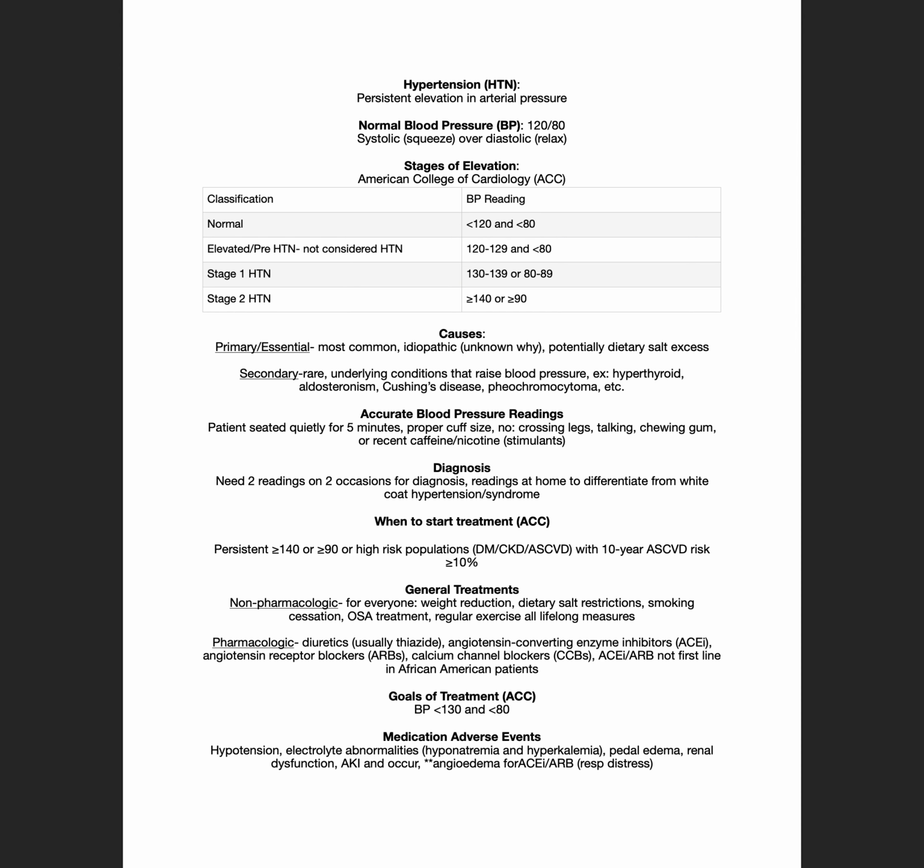So how do you take an accurate blood pressure? You have to have the patient sitting quietly for at least 5 minutes, use the proper cuff size. The patient cannot have their legs crossed. They can't be talking, no chewing gum or recent caffeine or nicotine, as these are stimulants. For the diagnosis of hypertension, you do have to have 2 separate readings on 2 separate occasions.